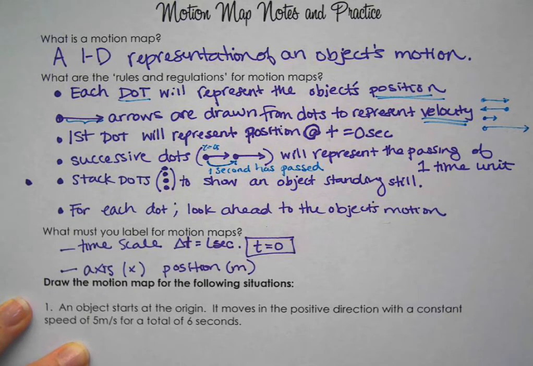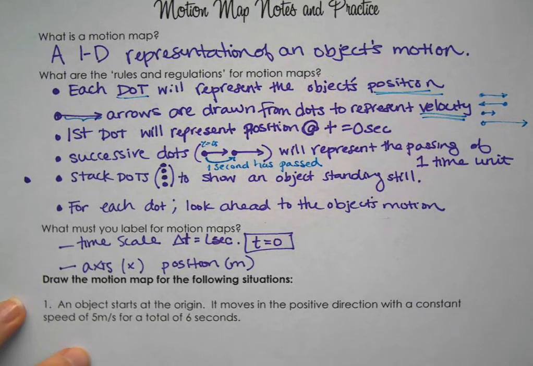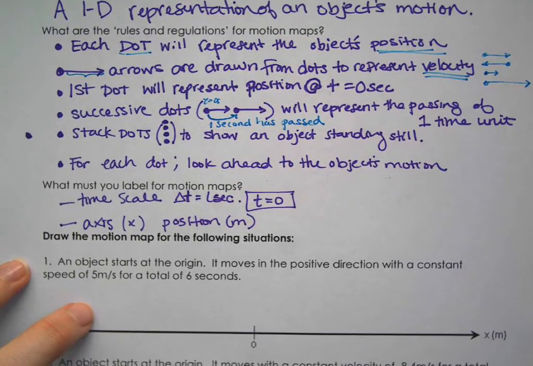All right, let's take a look at the first example. It says an object starts at the origin. It moves in the positive direction with a constant speed of 5 meters per second for a total of 6 seconds.